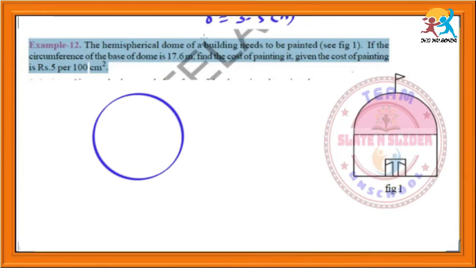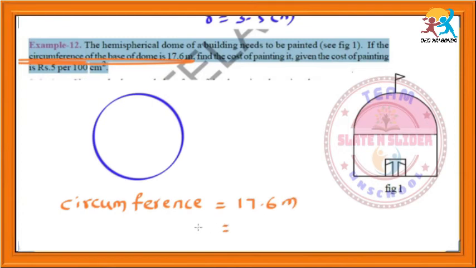So for this hemisphere, the base is in circular shape. So its circumference is given. So the circumference of the base of the dome is 17.6 meters. So circumference is equal to 17.6 meters. From this we can find the radius.